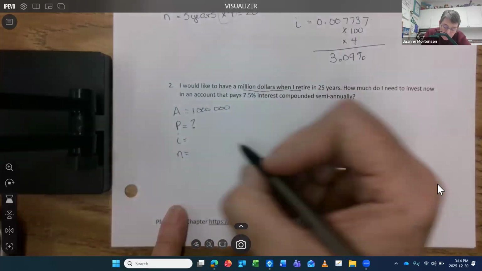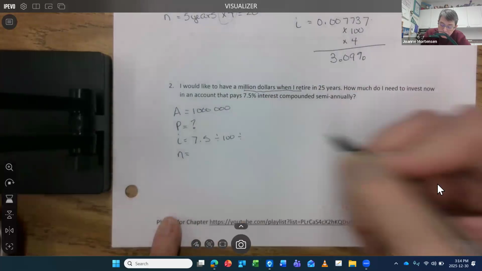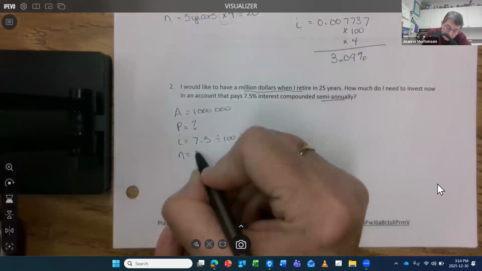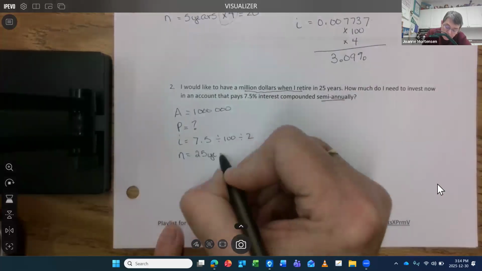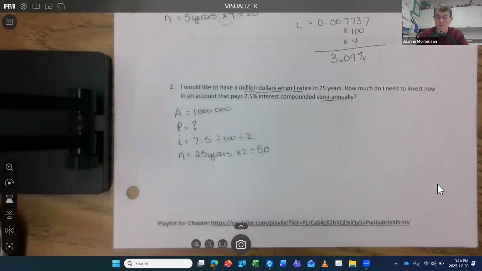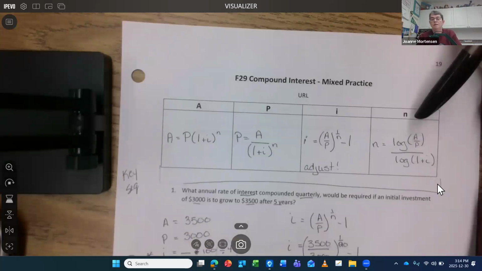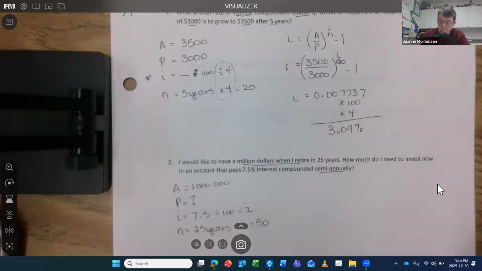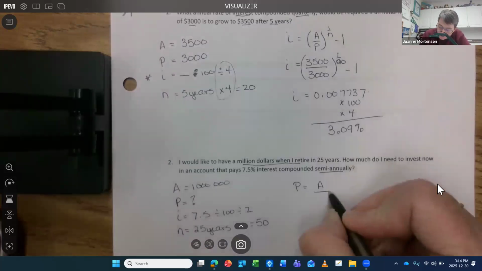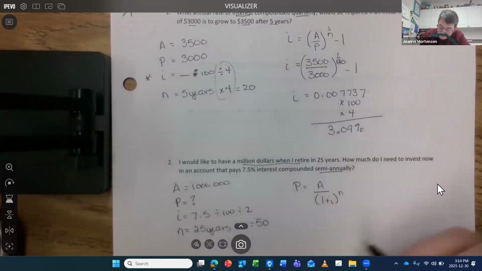My interest is 7.5 divided by 100 divided by 2 for semi-annually, and 25 years times 2 is equal to 50. Okay, so I've got it set up. I need to find my formula, so I go back up to here, and there's my P formula. P for principal is equal to A over (1 plus I) to the N. Put in my numbers.